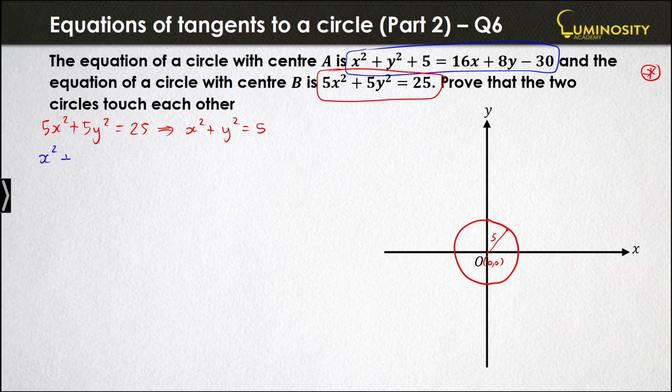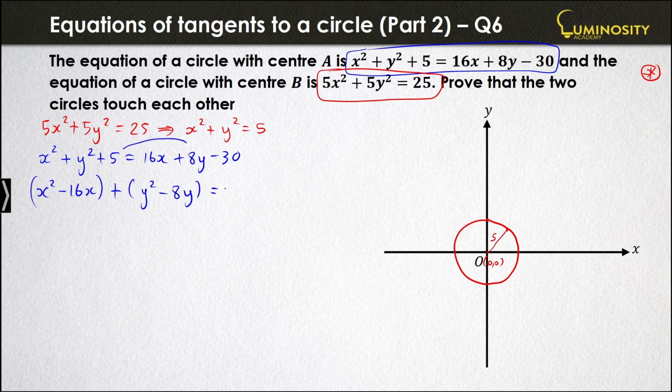Then I'm going to look at the next one, which is the more complicated one. X squared plus y squared plus 5 equals 16x plus 8y minus 30. I'm definitely going to have to do completing the square here and get it into a general form. So I'm going to bring all the x and y terms to the left. So I'm going to get x squared minus 16x plus y squared minus 8y. And then I'm going to move the positive 5 over to get negative 35 on the right. So let's complete the square. For here, it's going to be x squared minus 16x.